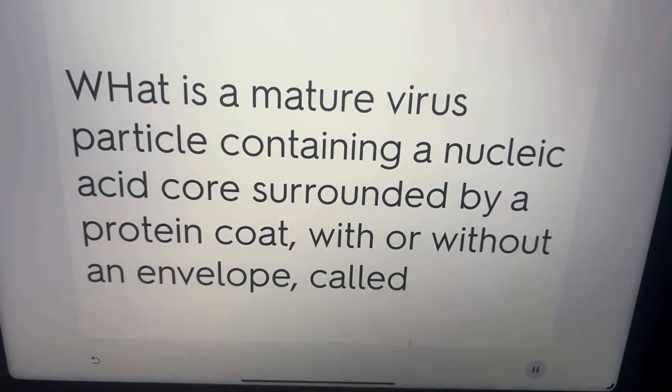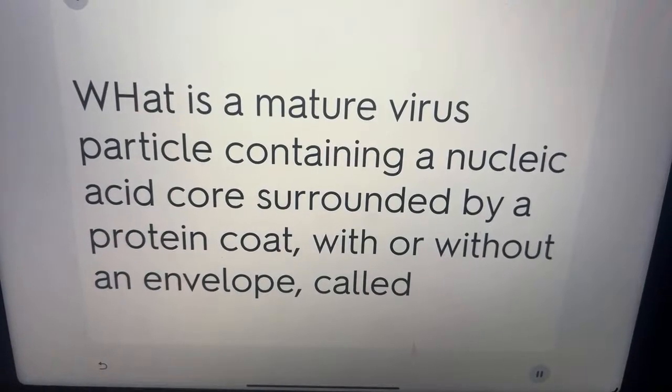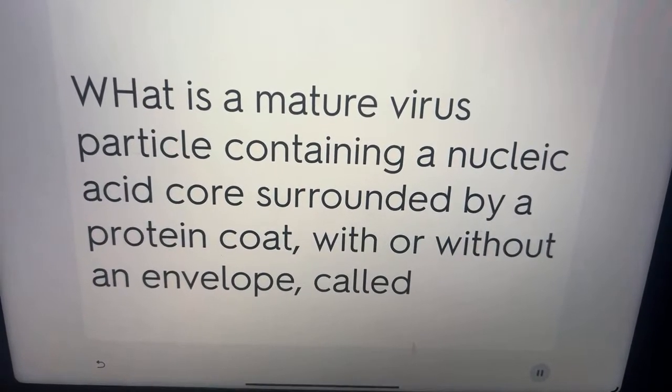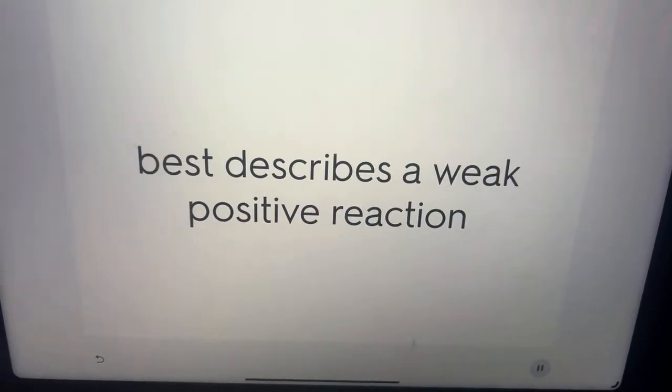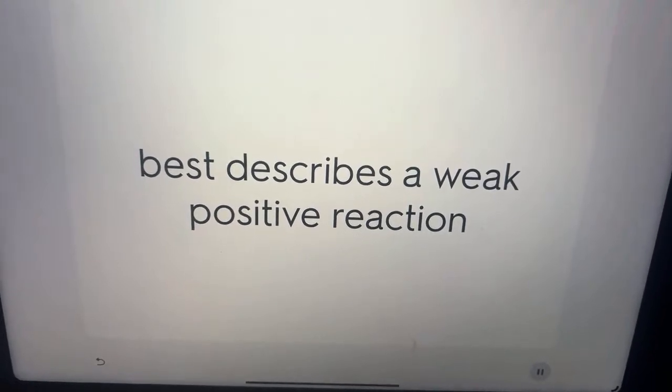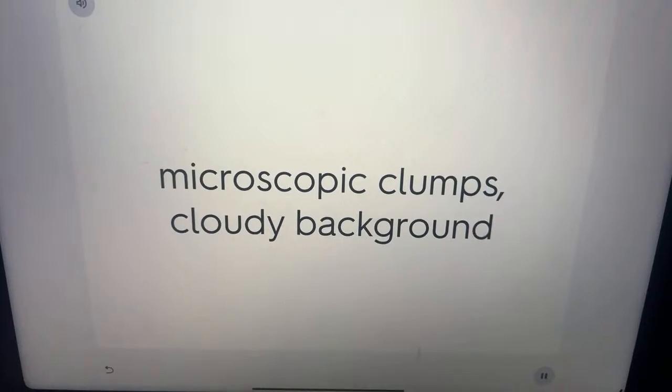What is a mature virus particle containing a nucleic acid core surrounded by a protein coat, with or without an envelope, called? Virion. Which best describes a weak positive reaction? Microscopic clumps, cloudy background.